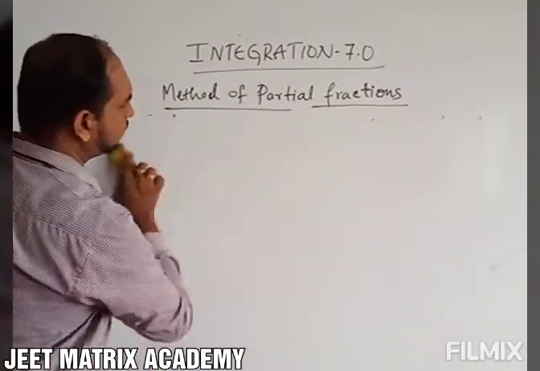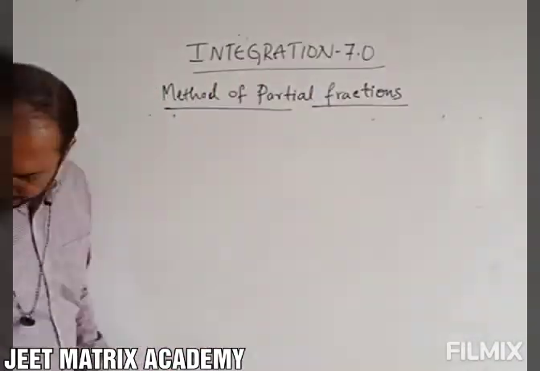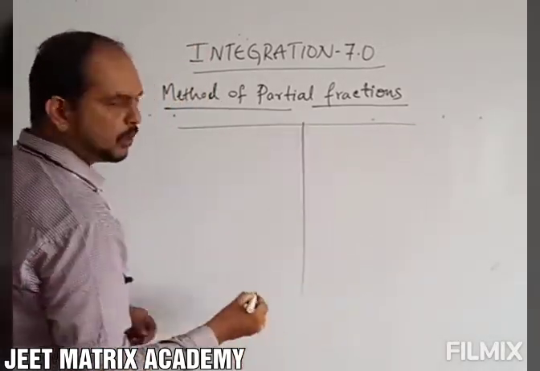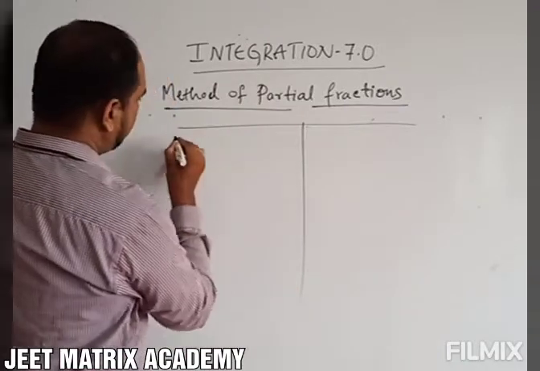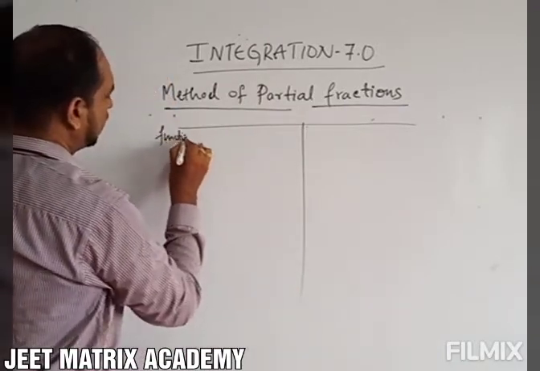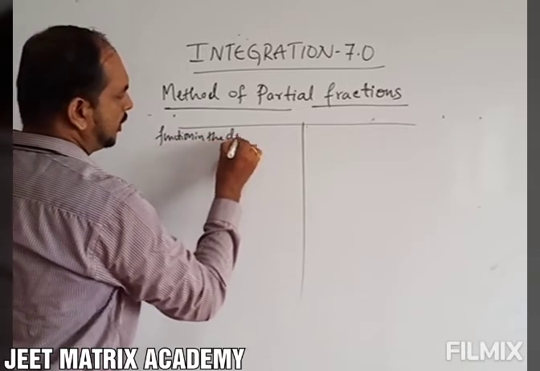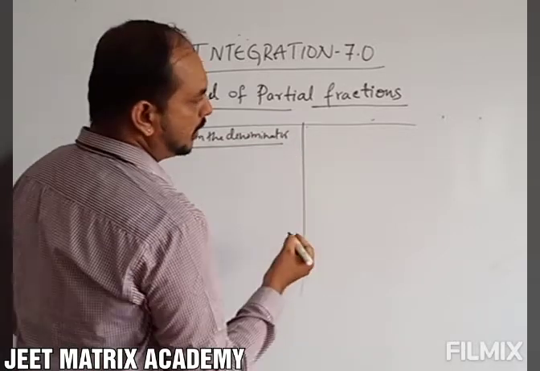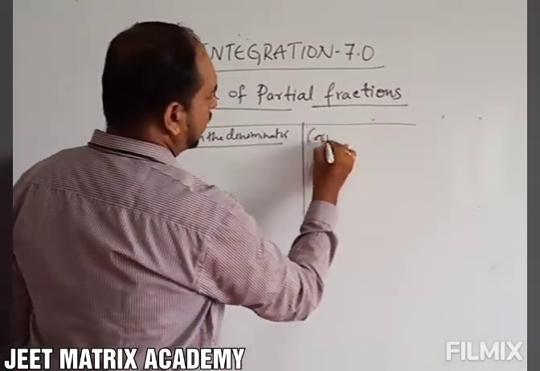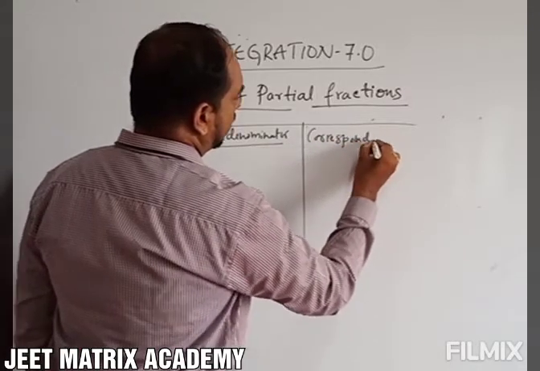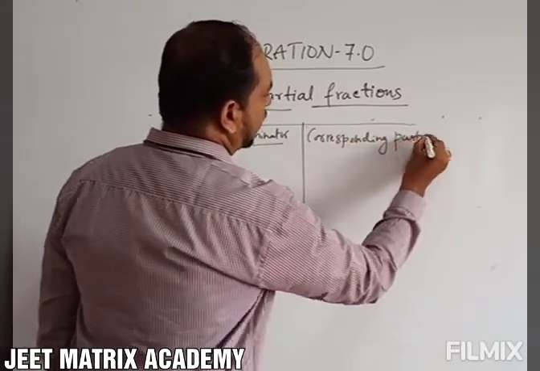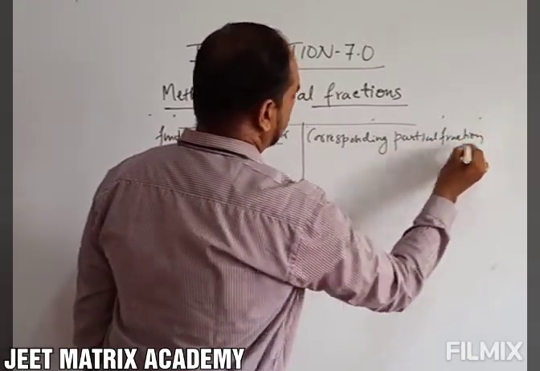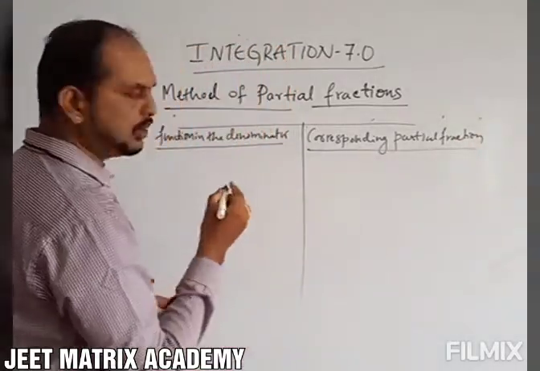For example, I give a list. What you are supposed to write: the functions in the denominator, and in this case the corresponding partial fraction. So you just try to remember these four formats.